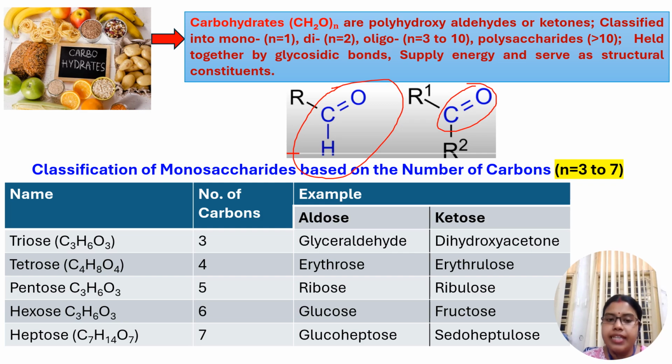Classification of the monosaccharide is based on the number of carbons, here CnH2nOn. In the case of monosaccharides, n can vary from 3 to 7. If n is 3, we call this a triose. Like that, if n equals 4, tetrose; 5, pentose; 6, hexose; and 7, heptose. In each category there are two different classifications: one is aldose and another is ketose. If an aldehyde group is present, it is known as an aldose, and if a keto group is present, we classify it as a ketose.